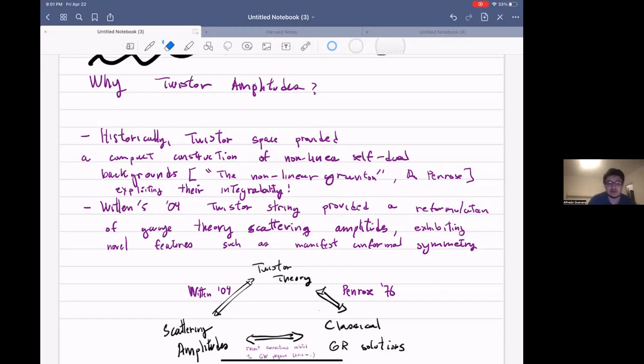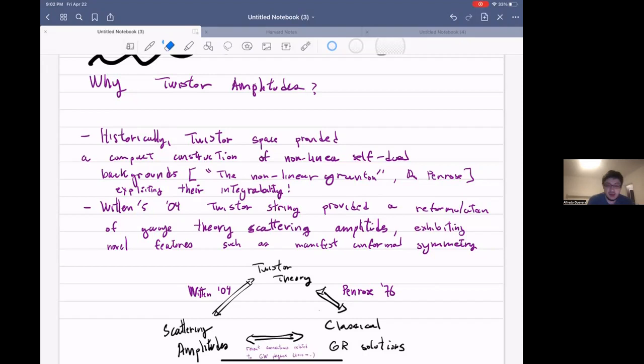More recently, as is mostly familiar, Twistor string theory provided a reformulation of gauge theory scattering amplitudes in Twistor space. This reformulation exhibits novel features such as conformal symmetry and dual conformal symmetry, and it led to a path forward towards integrability properties of supergeometers. So integrability is one of the key words in this story, and the topic I'm going to cover, which is mostly related to black hole classical solutions, is also another aspect of integrability.